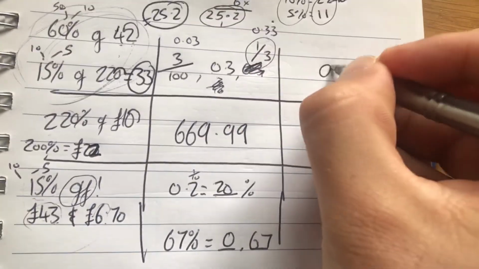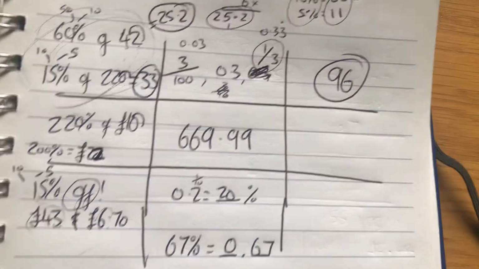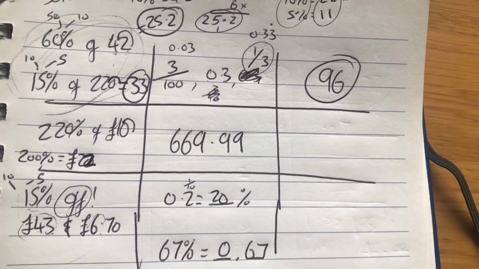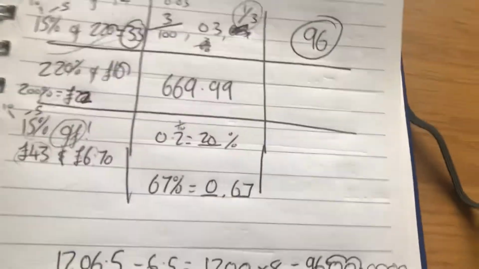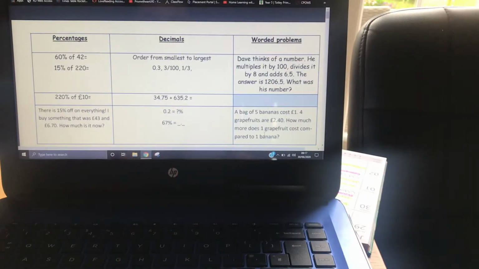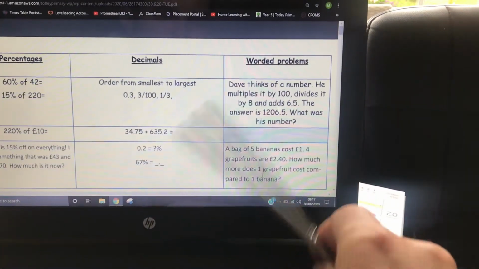So Dave was thinking of the number 96. Bosh. Done. Next one. And the last one, I should say. I like these ones as well.